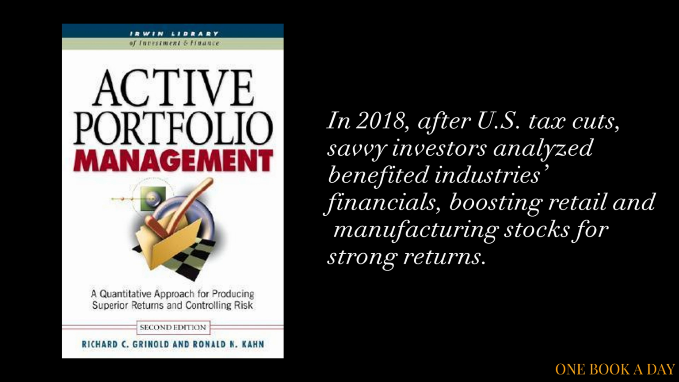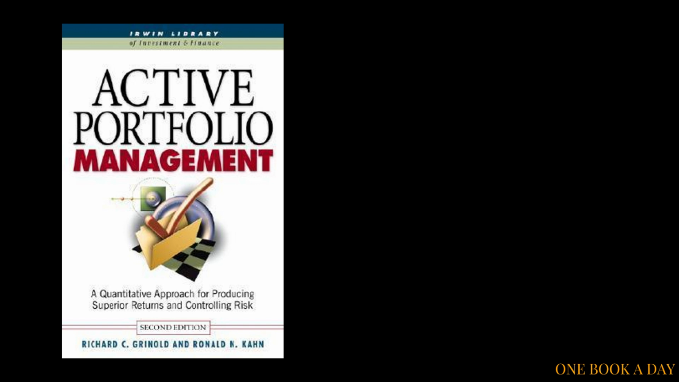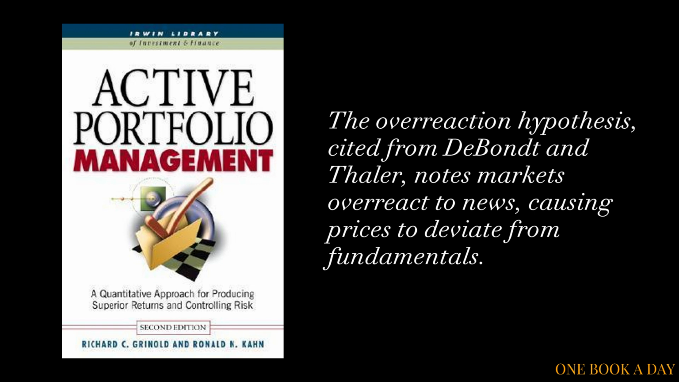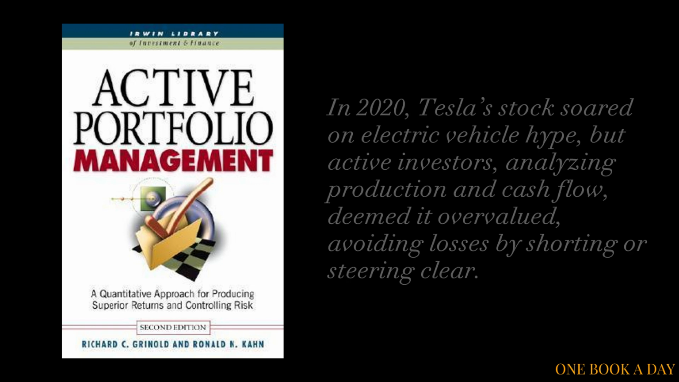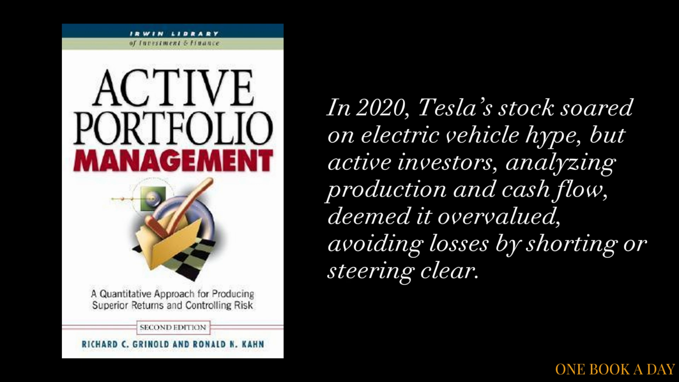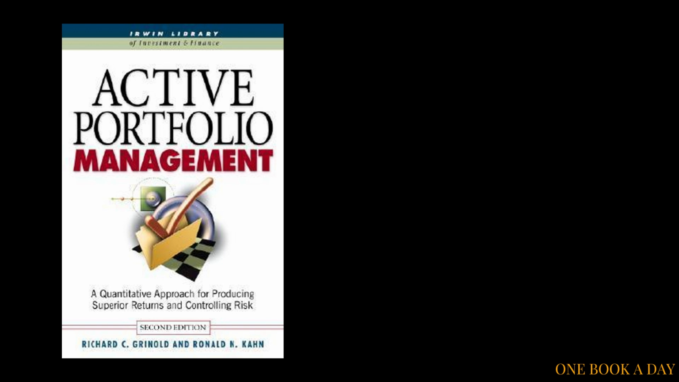In 2018, after U.S. tax cuts, savvy investors analyzed benefited industries' financials, boosting retail and manufacturing stocks for strong returns. The overreaction hypothesis, cited from DeBondt and Thaler, notes markets overreact to news, causing prices to deviate from fundamentals. In 2020, Tesla's stock soared on electric vehicle hype, but active investors, analyzing production and cash flow, deemed it overvalued, avoiding losses by shorting or steering clear.